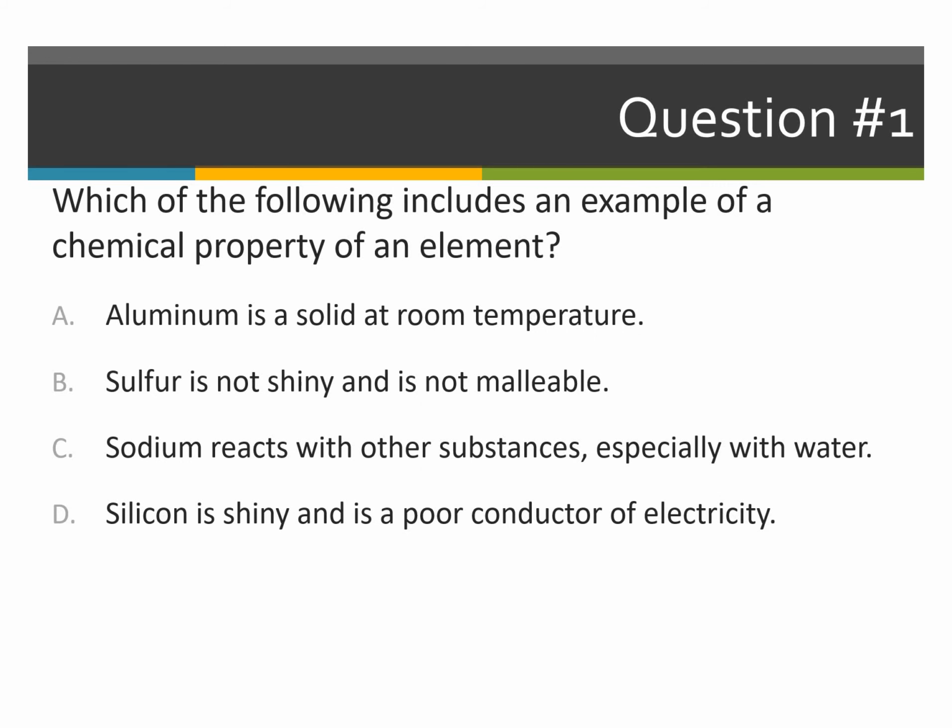Now these questions are not on your packet. It's just practice questions for us before we actually move on. Which of the following includes an example of a chemical property of an element? A, aluminum is a solid at room temperature. B, sulfur is not shiny and is not malleable. C, sodium reacts with other substances, especially with water. D, silicon is shiny and is a poor conductor of electricity. Take some time to think about it.